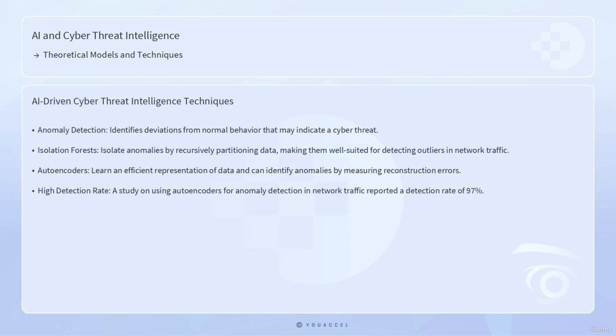Another critical technique in AI-driven cyber threat intelligence is anomaly detection, which aims to identify deviations from normal behavior that may indicate a cyber threat. Anomaly detection algorithms, such as isolation forests and autoencoders, are particularly effective in identifying previously unknown threats. Isolation forests, for example, isolate anomalies by recursively partitioning data, making them well-suited for detecting outliers in network traffic. Autoencoders, a type of neural network, learn an efficient representation of data and can identify anomalies by measuring reconstruction errors. A study on using autoencoders for anomaly detection in network traffic reported a detection rate of 97%.